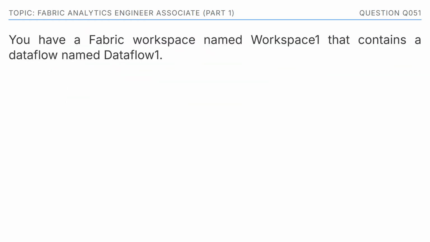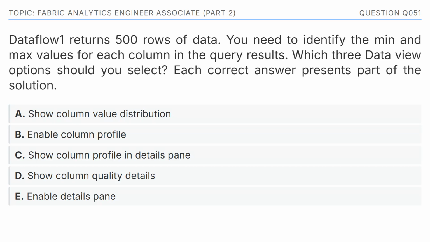You have a Fabric workspace named Workspace 1 that contains a data flow named Data Flow 1. Data Flow 1 returns 500 rows of data. You need to identify the min and max values for each column in the query results. Which 3 data view options should you select? Each correct answer presents part of the solution.